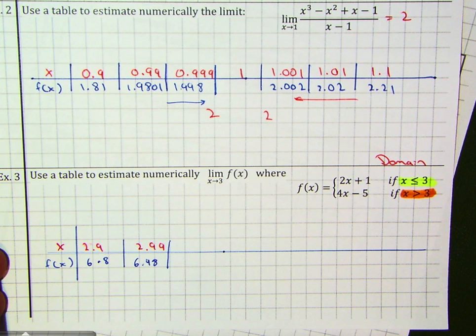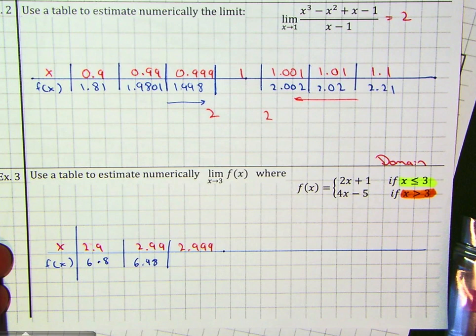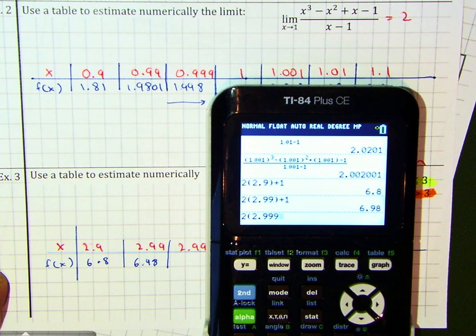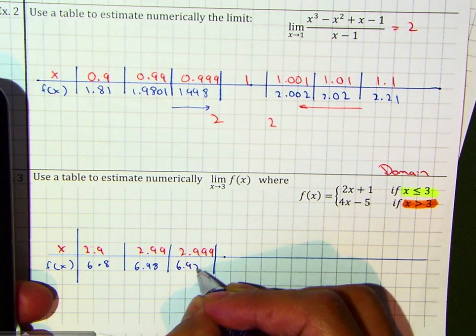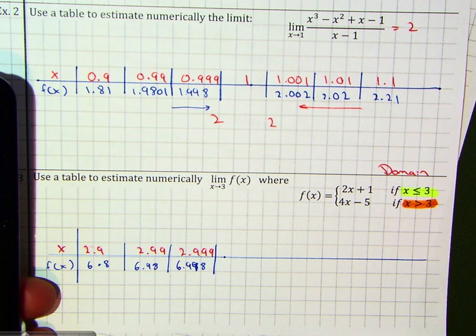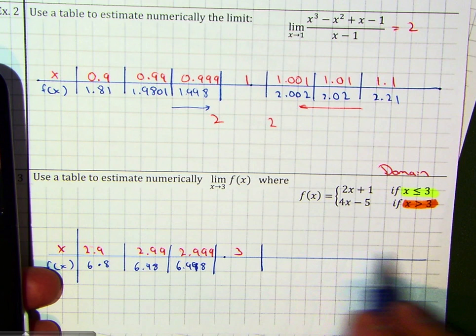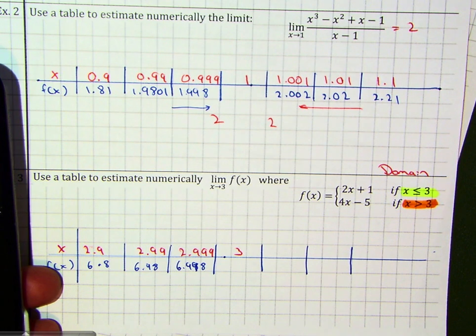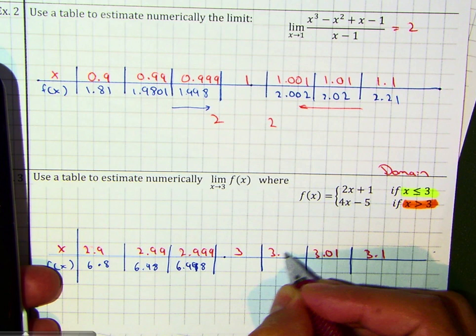I need to find a number closer to 3, so I'm going to use 2.999. So we have 2 times 2.999 plus 1. That gives me 6.998. Then this will be 3. I want to find numbers coming from the right. So which number should I start with? Correct, it should be 3.1, then 3.01, then 3.001.